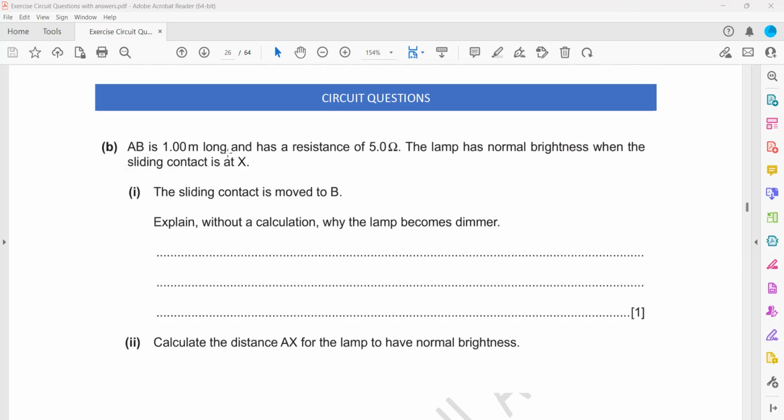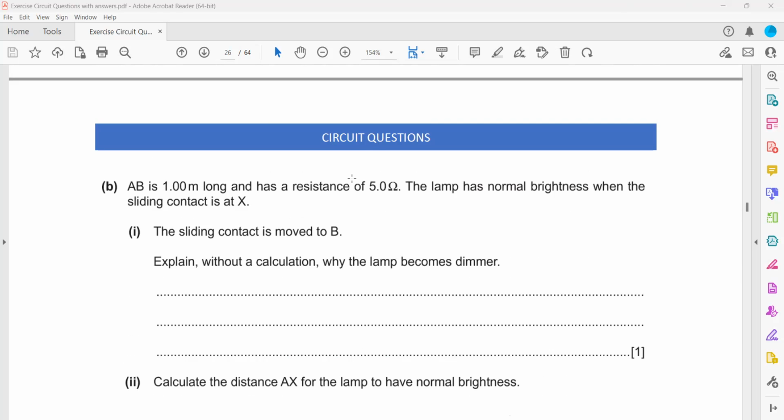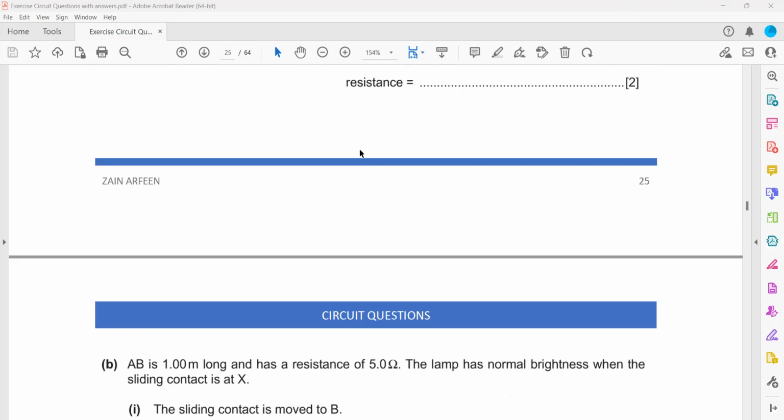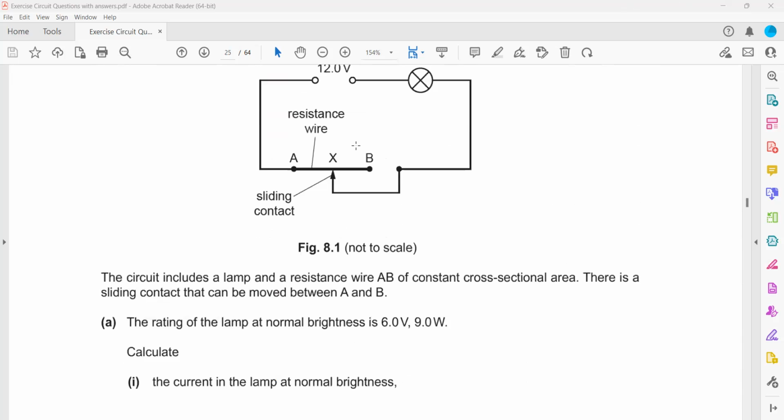The AB has a length of 1 meter and has a resistance of 5 ohm. Like this total, from A to B, the length from A to B is 1 meter, and the total resistance of this one is 5.